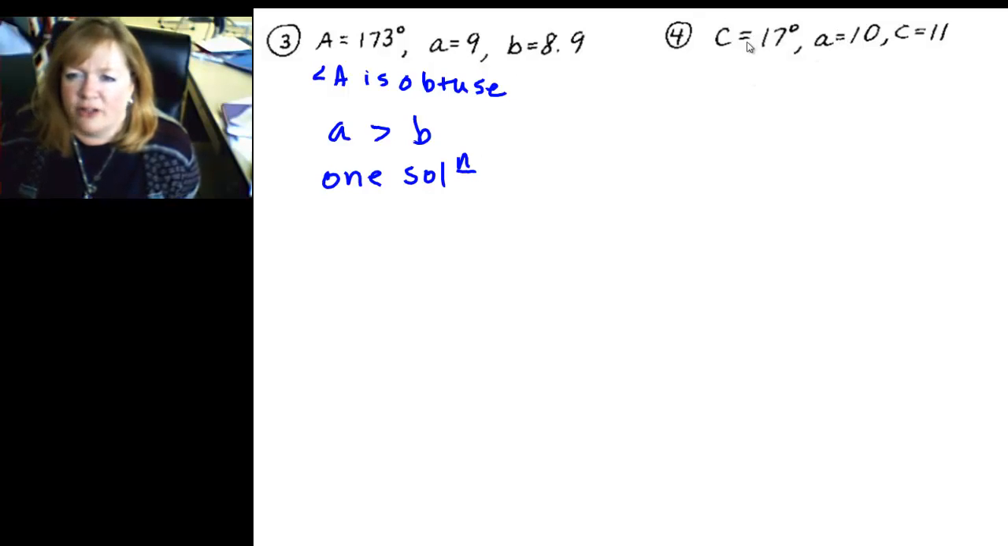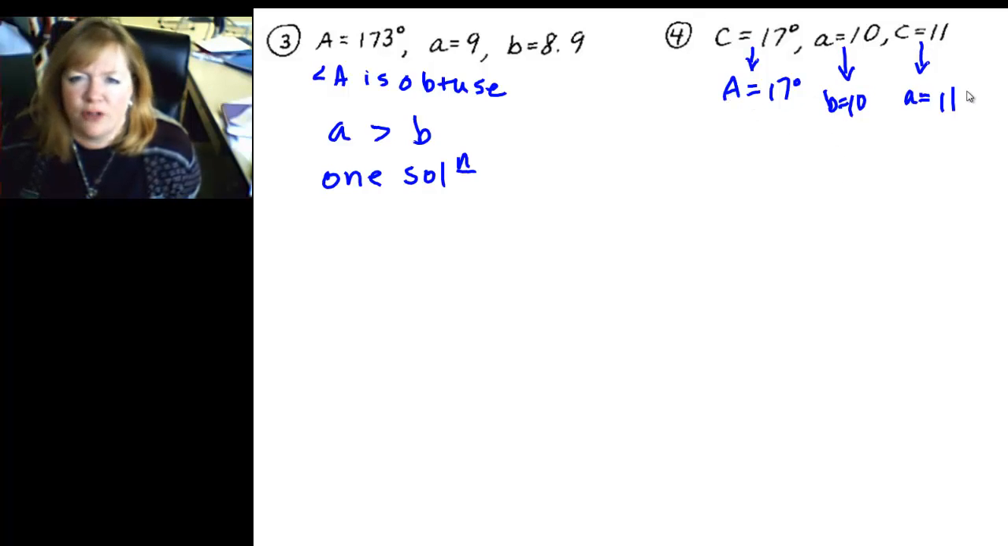On this guy, they give you angle C, little a, and little c. So if we look at this, I'm going to go ahead and change angle C to angle A so it fits with our formulas. And I'm going to change C equals 11 to A equals 11, which means this guy's got to change, and I'm going to make him B equals 10. I did that just so that it would fit our formulas, but you don't have to. You can do opposite angle and so on. If I look, angle A is acute. Little a is greater than little b. What does that mean? That B has to be an acute angle.